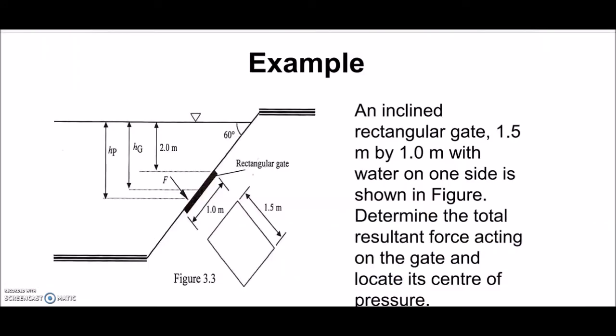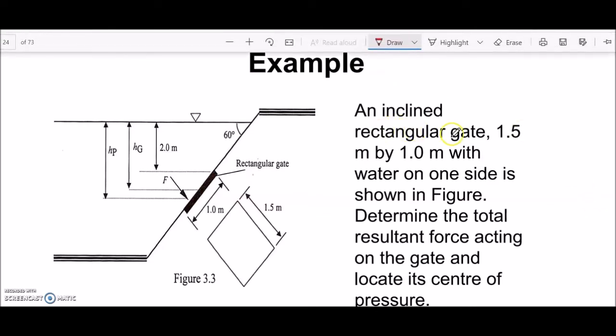Okay, so let's look into this example. We have an inclined rectangular gate with 1 meter of width and 1.5 meter of depth, with water on one side as shown in this figure. Determine the total resultant force acting on the gate. This is the force F acting on the CP, and then locate its center of pressure. Alright, so we can look at this figure. This is the gate, and it is immersed 2 meter from the surface of the water.